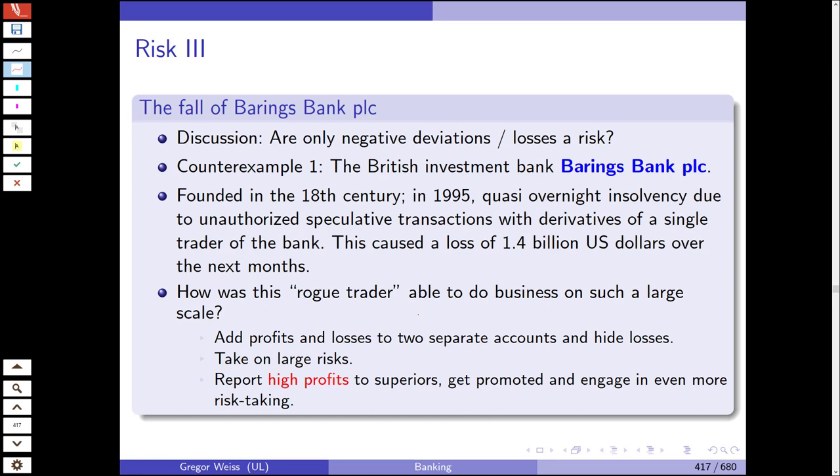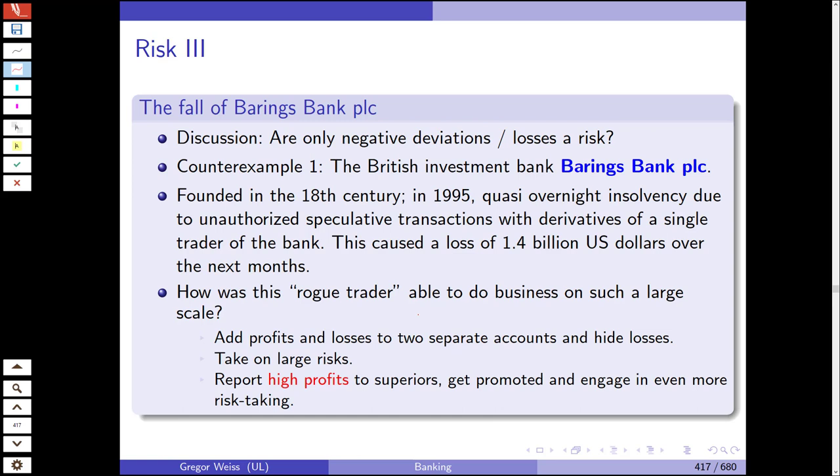First counterexample is British investment bank Barings Bank. It was founded in the 18th century, rather old investment bank in the UK. And in 1995, it went bankrupt overnight due to unauthorized speculations with derivatives by a single trader of the bank, Nick Leeson. Not Liam, but Nick Leeson. They're not related to each other.